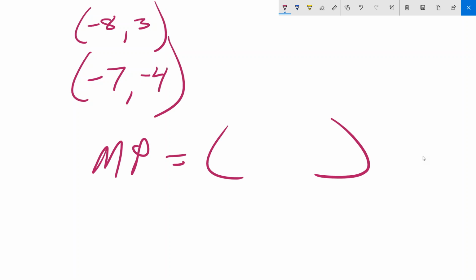So it would be, add the x-coordinates together, what do you get? Negative 15. Divide by 2, what do you get? Minus 15 over 2. Yeah, get your minus sign. Add the y-coordinates together, divide by 2, what do you get? You get negative 1 over 2. That's your answer. Okay, that's simple.